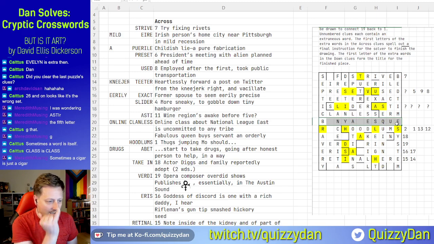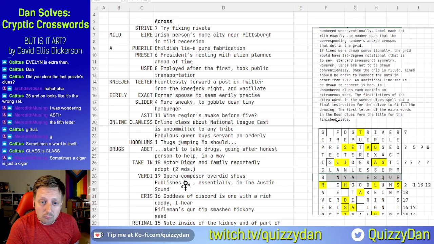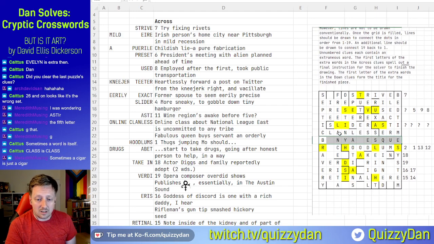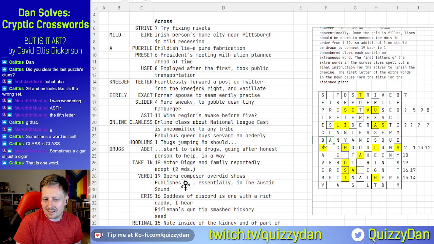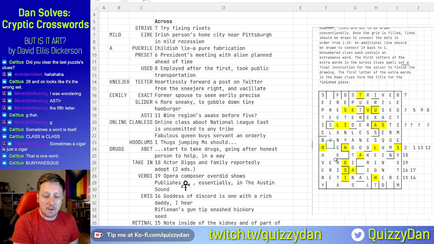Fabulous quits. Do we have anything here? Is there anything in the middle row? I think there is. Fabulous Queen by Servant and Orderly. Banyan-esque? That's a word, right? Banyan is like a tree of some kind? No, it's a bunyan. Is it banyan-esque? I don't know this word. There is a bunyan tree.